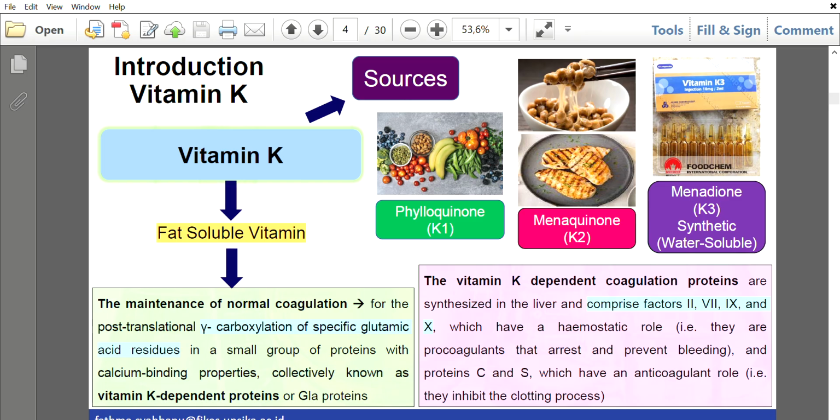And the third one is vitamin K3, which has the other name menadione. It is synthetic and has water soluble properties. Vitamin K3 or menadione is used to fortify animal feed, for cows, swine, goats, and for poultry.